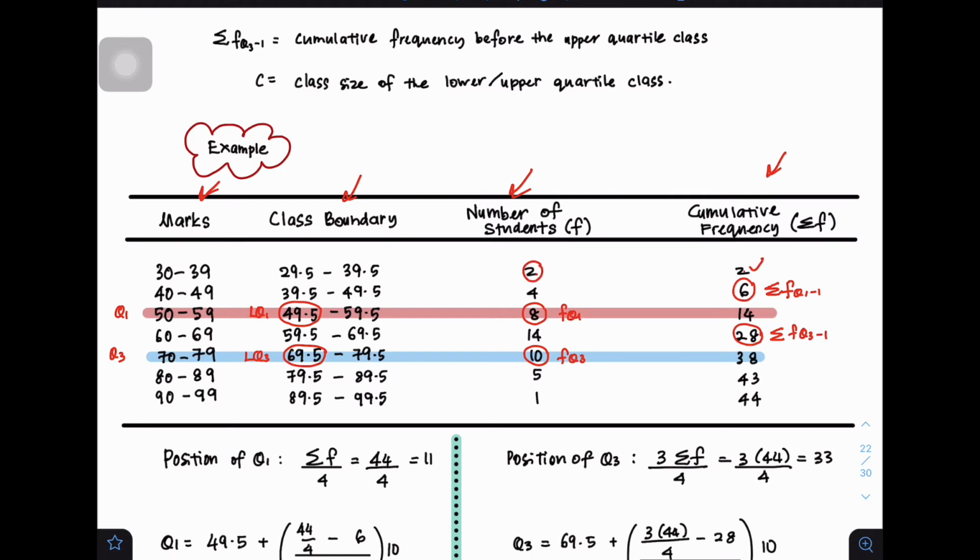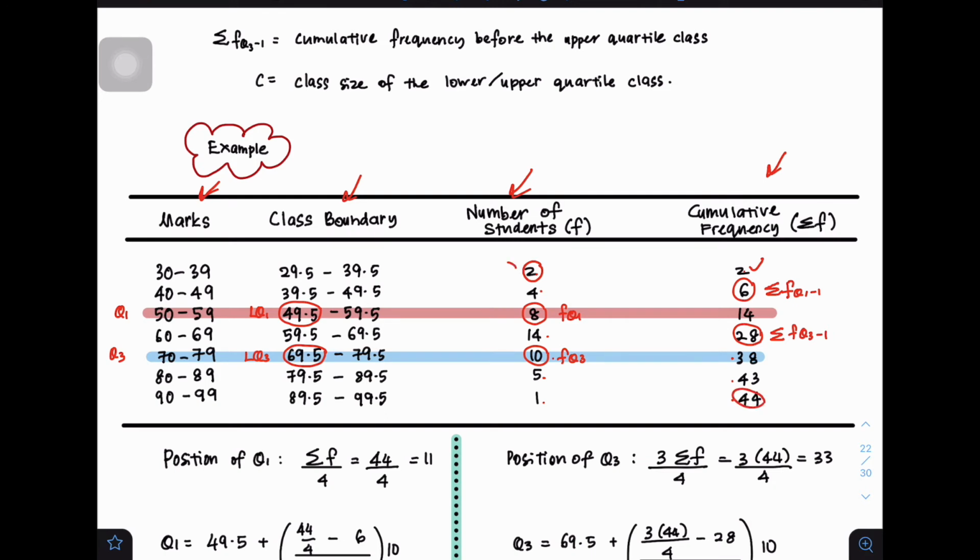And then 2 campur dengan the next frequency 4, so you get the cumulative frequency 6. 6 plus with 8, you get the cumulative frequency 14. 14 plus 14, you will get the cumulative frequency 28. 28 plus 10, you will get the cumulative frequency 38. 38 plus 5, you will get the cumulative frequency 43. 43 plus 1, you will get the cumulative frequency 44. And this 44 is the total number of frequency of the data.